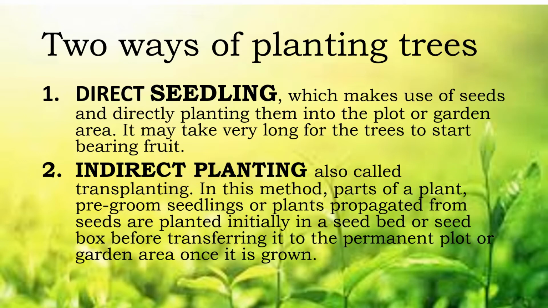The next one will be indirect planting, also called transplanting. In this method, parts of a plant, pre-grown seedlings, or plants propagated from seeds are planted initially in a seedbed or seed box before transferring them to the permanent plot or garden area once they have grown.